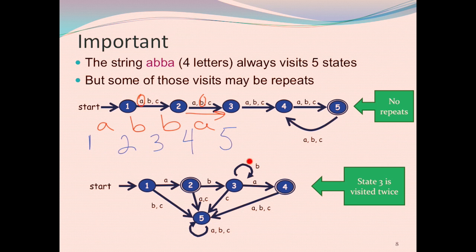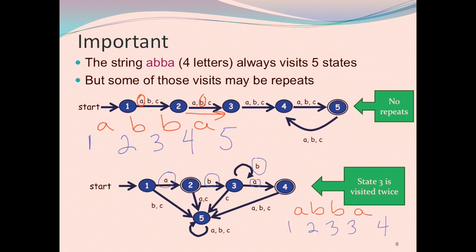But now, let's look at the second DFA down here. If I try the string ABBA again, on this one, I still start at state 1, and then I follow my A, so I end up at state 2, and then I follow my B, and I end up at state 3. But the next B, I go on this loop, so I'm still at state 3. And then I have an A, so I go to state 4.